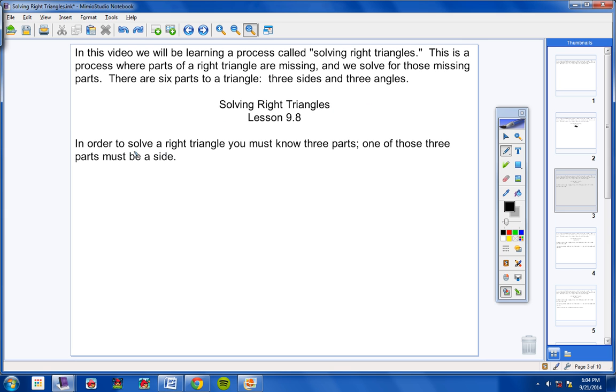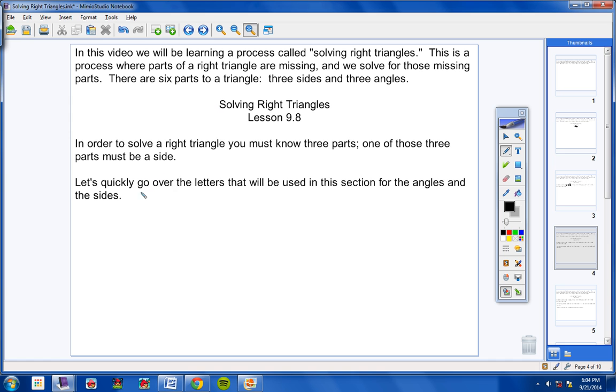But once again, this is a real important comment. Please know this, okay? In order to solve a right triangle, or for that matter, any triangle, you must know at least 3 parts, and one of those parts has to be a side, okay? All right, let's quickly go over the letters that will be used in this section of the book for the angles and the sides. And by the way, what I'm going to show you right now is standard for just about any math book at all when it comes to solving triangles, okay? So take some notes on this, please.